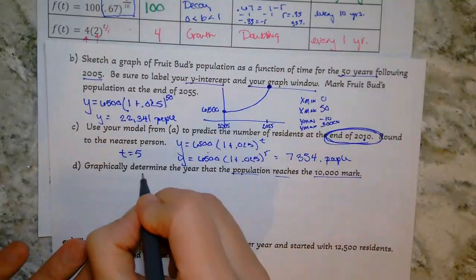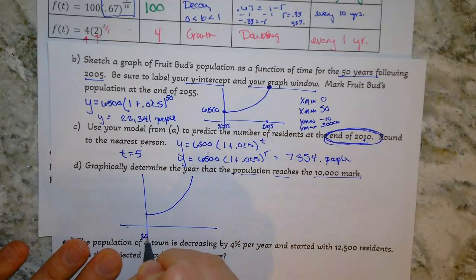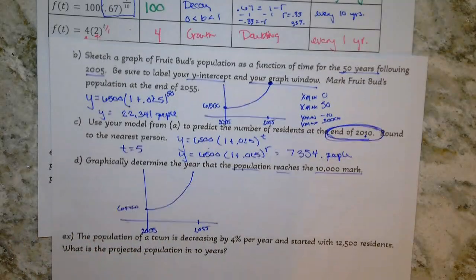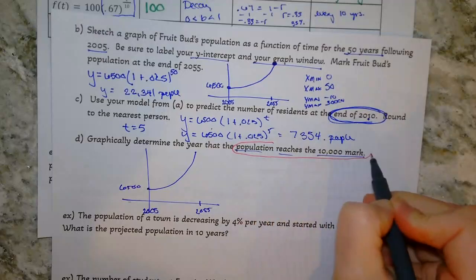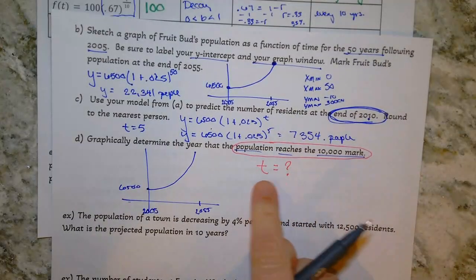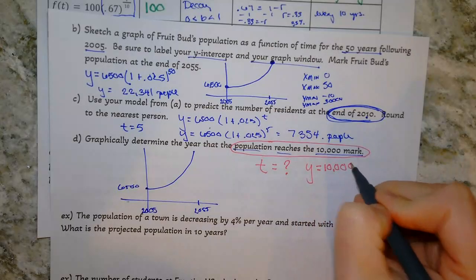Okay, so let's get our graph going again. We're going to resketch that graph quickly. This was 2005. This was 2055. This point was 6,500. We want to know when the population reaches 10,000. So just to be clear, we are looking for the time. We want the time when the y value is 10,000.